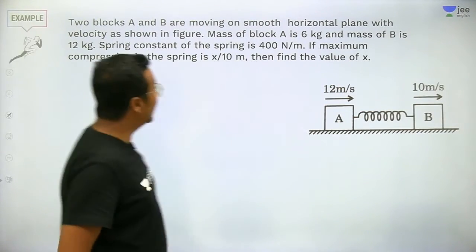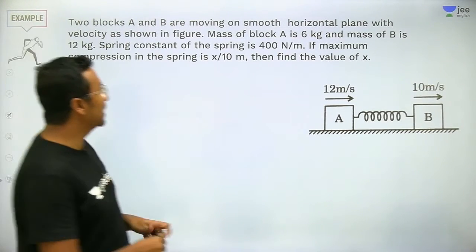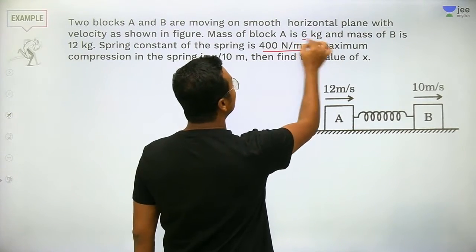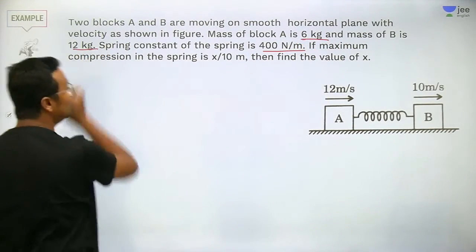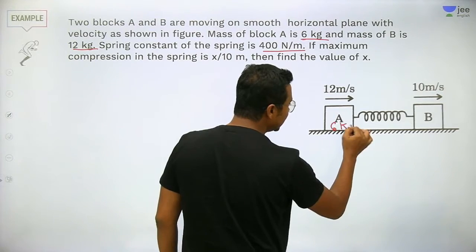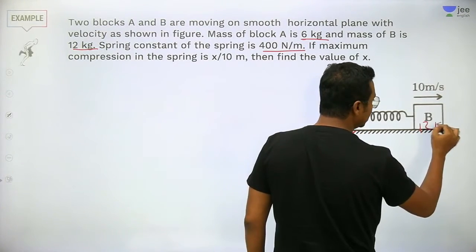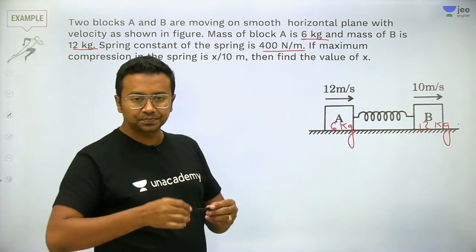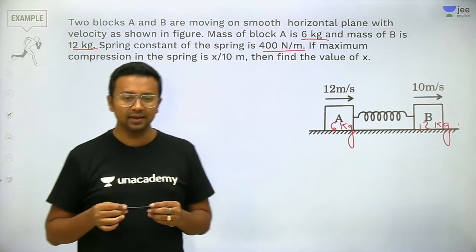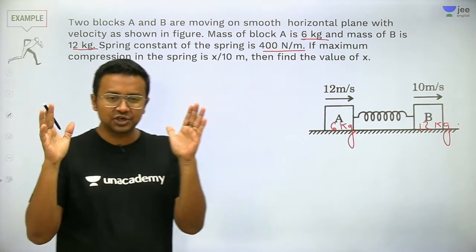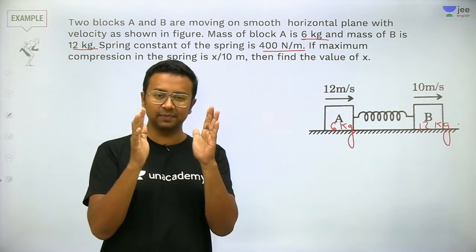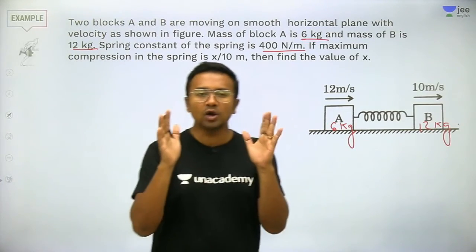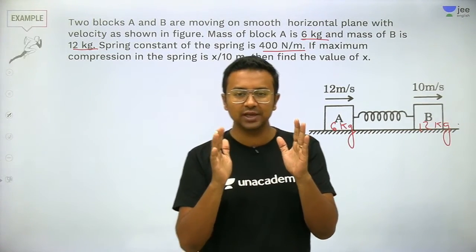Okay. The question is, they have given you the spring constant. Spring constant is 400 Newton per meter. This one has a mass of 6 kg. The other one is having a mass of 12 kg. Alright. Fine enough. Now, what will be the compression, the maximum compression in the spring? Did you understand the question? What will be the maximum compression in the spring?